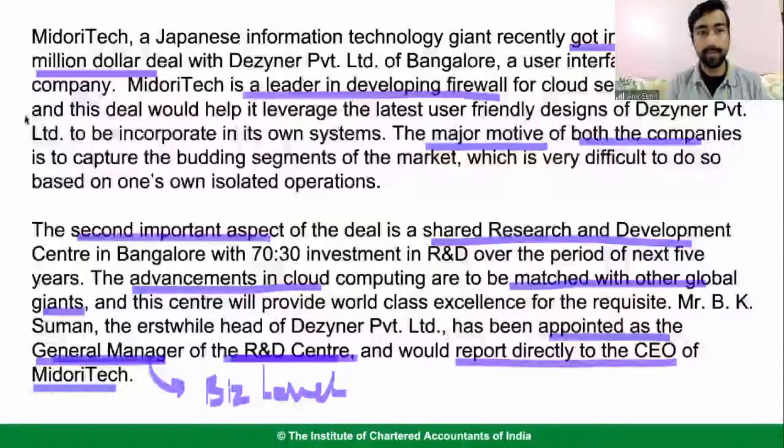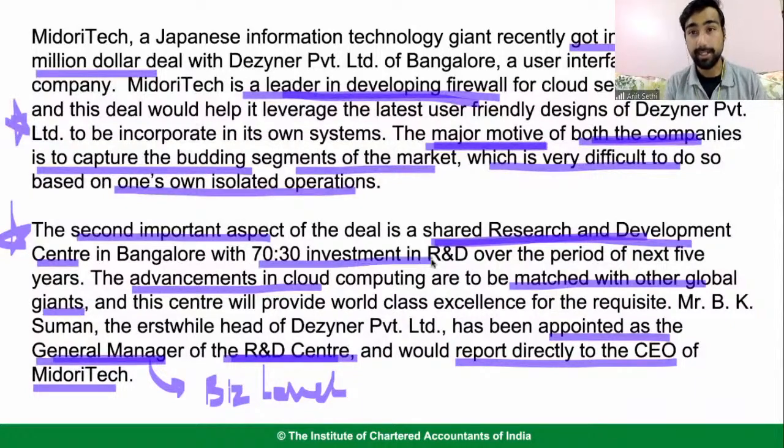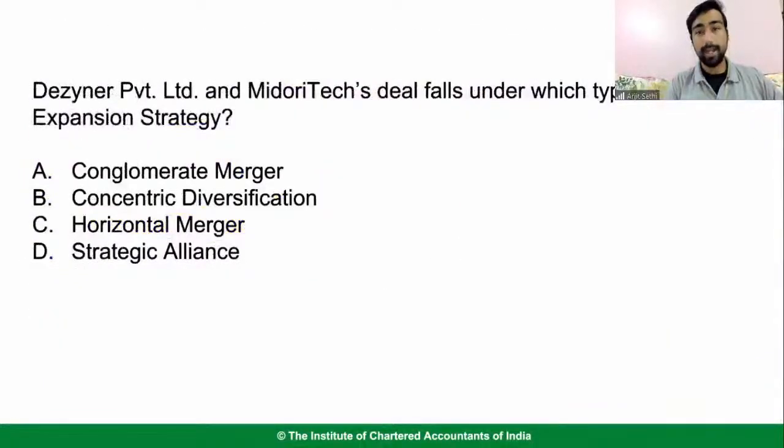Two things. This is part one and this is part two of the deal. The second important aspect is a shared research and development center. And the first part is to be the leader in developing farewell. The major motive of both the companies is to capture the budding segments of the market, which is very difficult to do on one's own. अकेले करेंगे तो बहुत मुश्किल है, so they want a partner, right? And second is they'll get a shared research and development center with a 70-30 investment in R&D, right? So what kind of a deal is this?